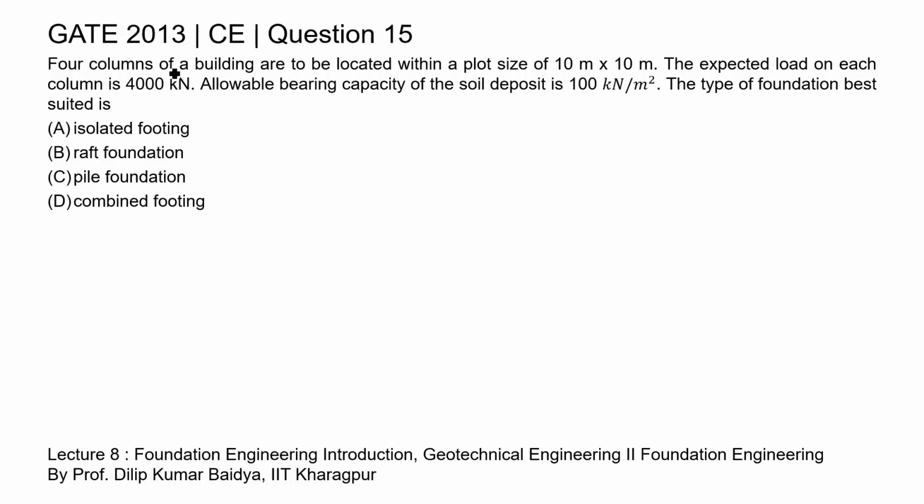So in this question it is given that 4 columns of a building need to be installed within a plot size of 10 meter by 10 meter. So the area of the plot becomes 100 meter square. Now the expected load on each column is 4000 kN. The allowable bearing capacity of the soil deposit is given as 100 kN per meter square. So for this condition we need to select which foundation among these 4 foundations given in the options is best suited. For solving this question we must have the basic knowledge of footing.